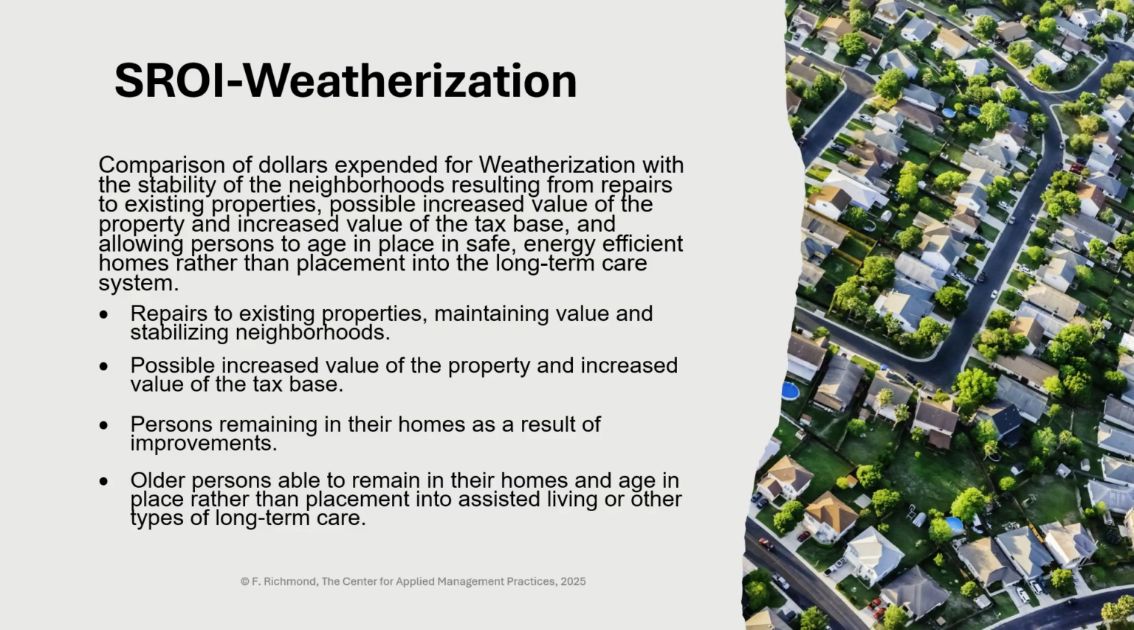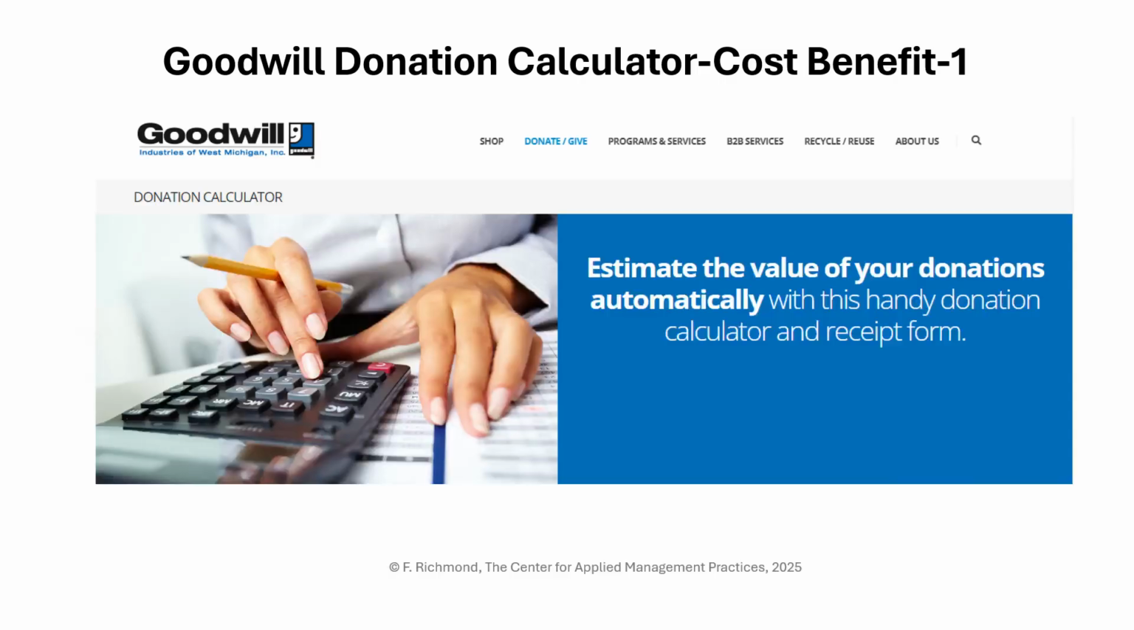And essentially, if you look at the four bullets: repaired existing properties, maintained value, stabilized, increased the value of the property, possible increase in the value of the tax base. Third one, people remained in their own homes. A lot of these homes were substandard and unsafe. Weatherization allowed people to stay in their homes. And the last one is older persons able to remain in homes and age in place rather than be placed in assisted living. So these are things that people are not measuring. And that's what makes me crazy about this. It's sort of obvious, but it's not obvious.